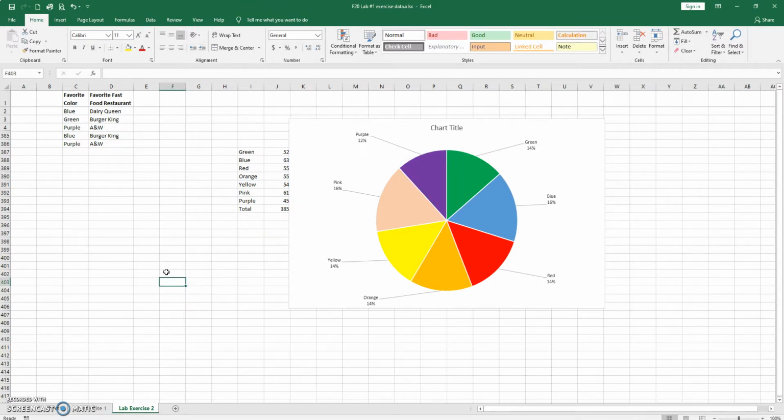Save your work. Basically, you can continue with the next one if you wanted to, but your lab exercise should look like this.